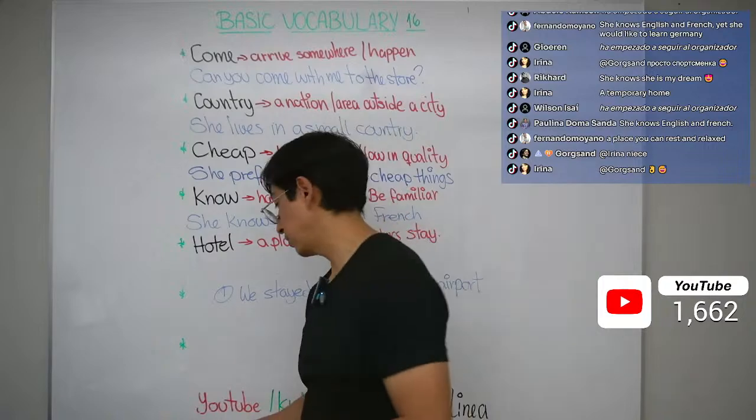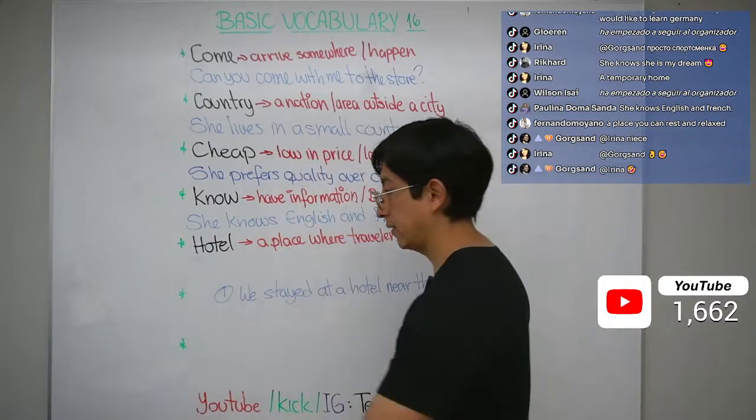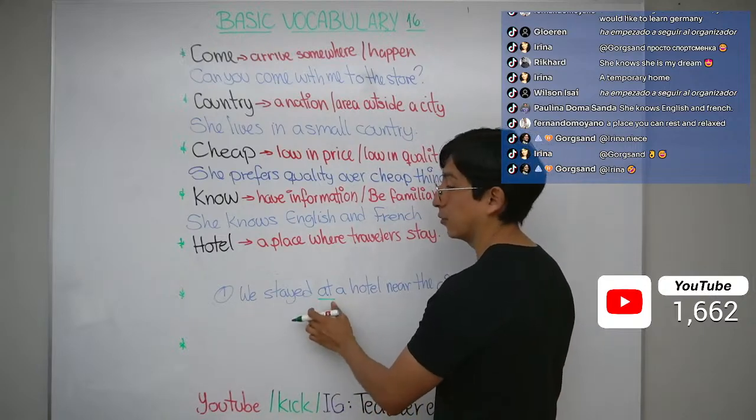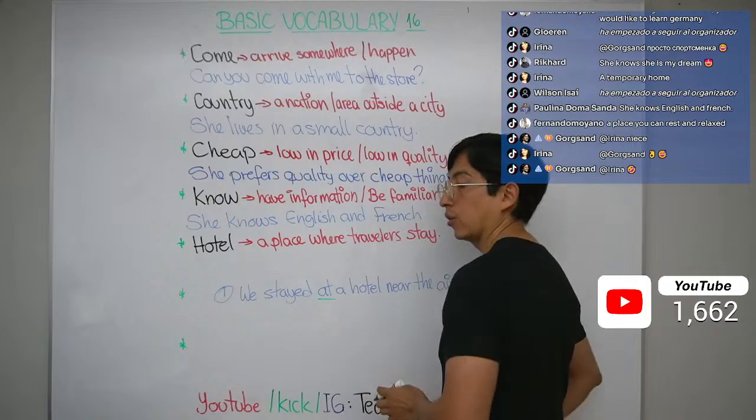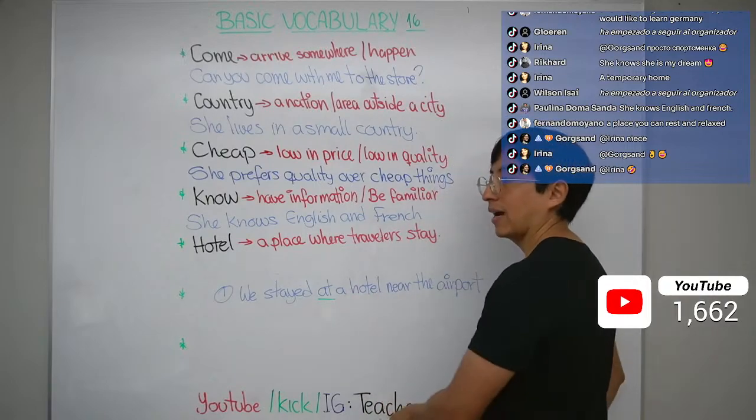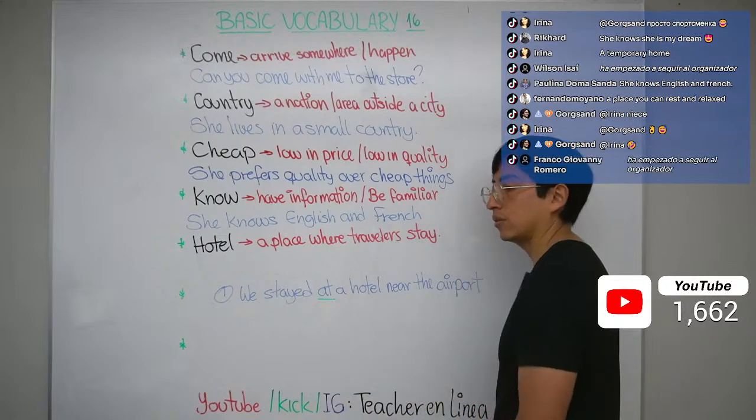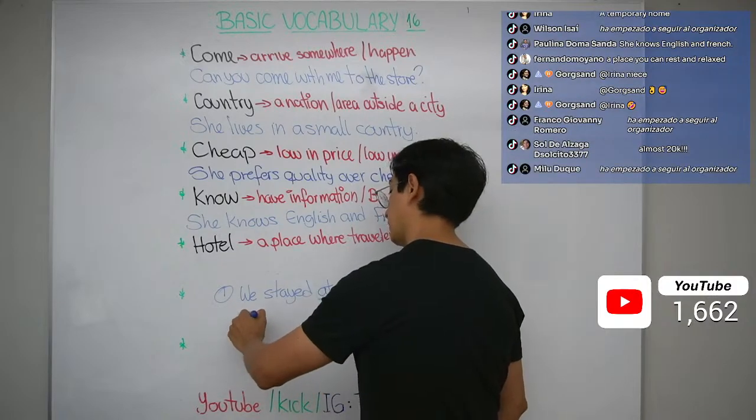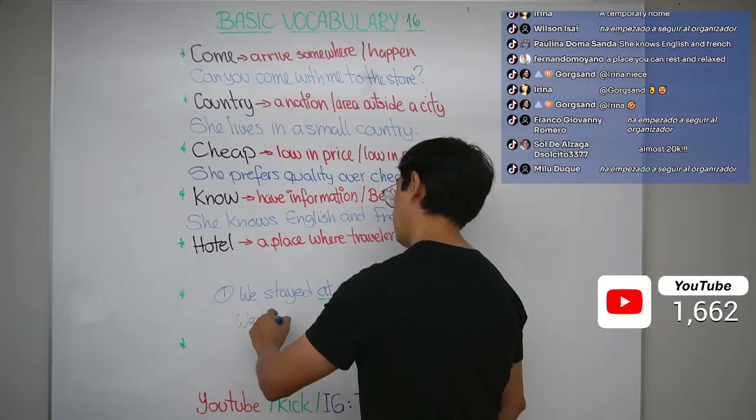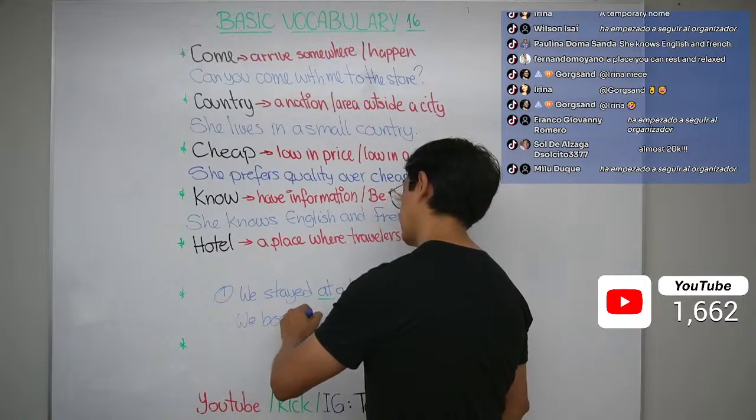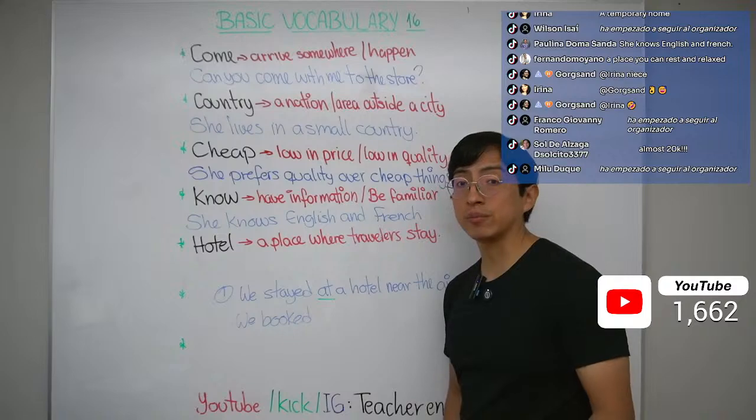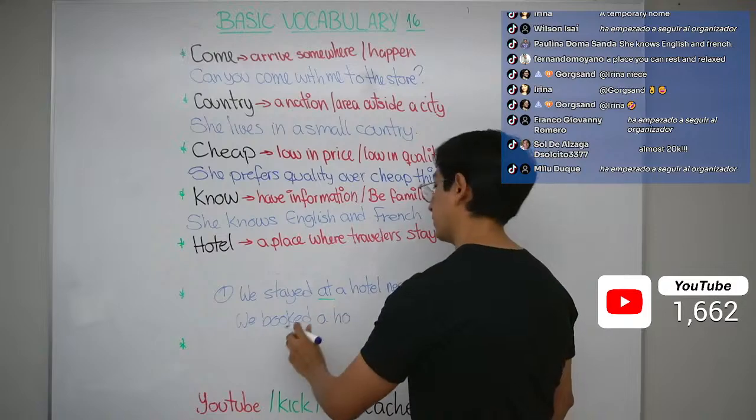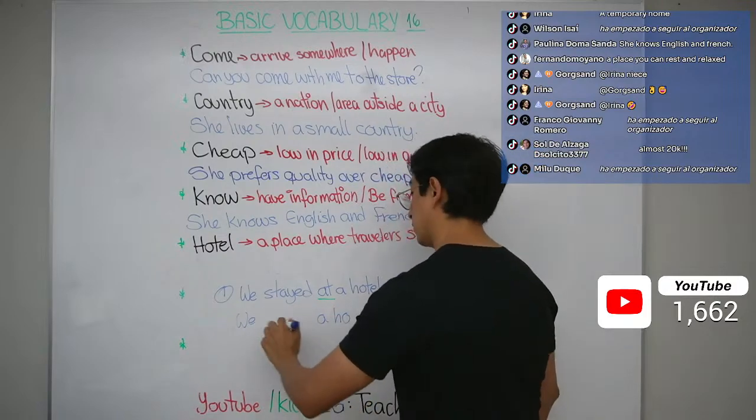So, as you can see here, we can use this for hotels. Look at this. We stayed at the hotel. Yep, we stayed at the hotel. What else can we use here? We booked, okay, we made a reservation. We booked a hotel. You can read it very good.